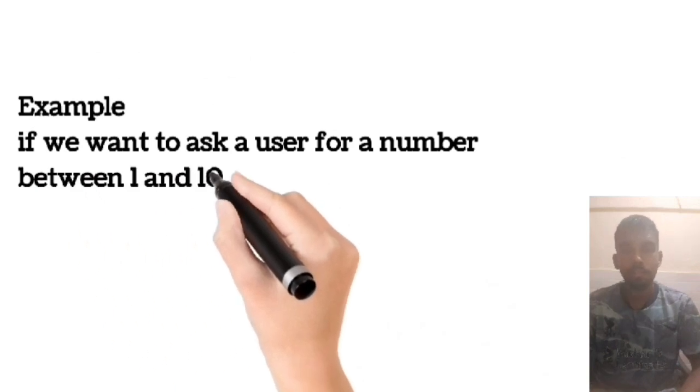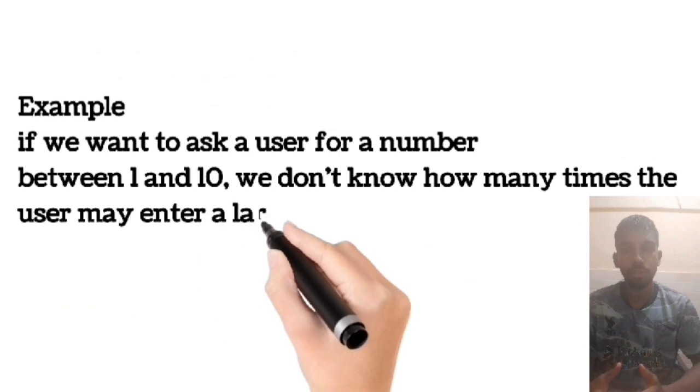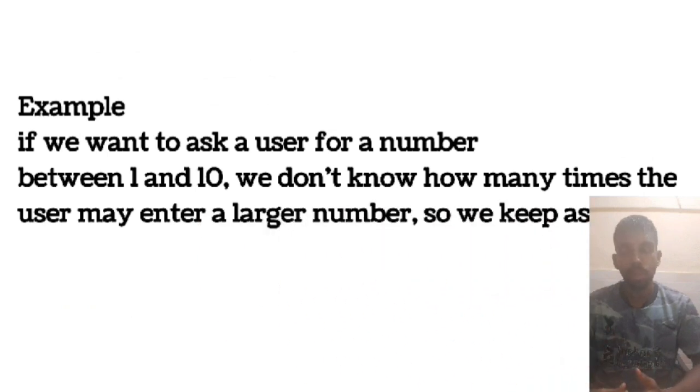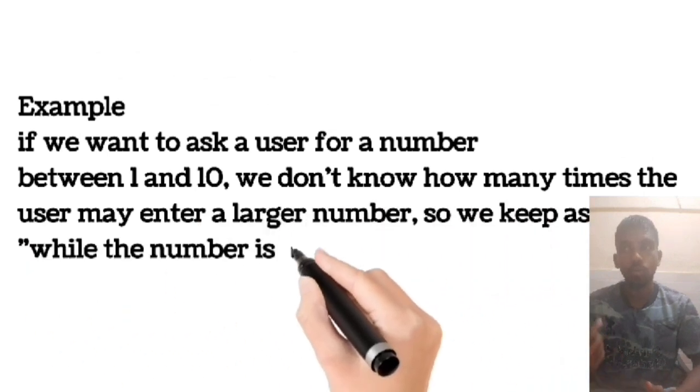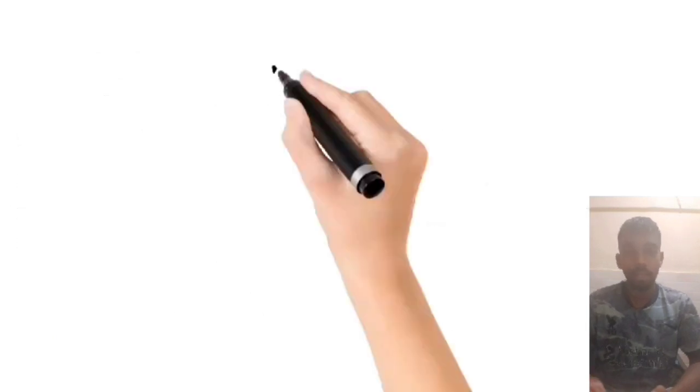So let's see an example of a while loop. If we want to ask a user for a number between 1 and 10, we don't know how many times the user might enter a larger number. So we keep asking while the number is not between 1 and 10.